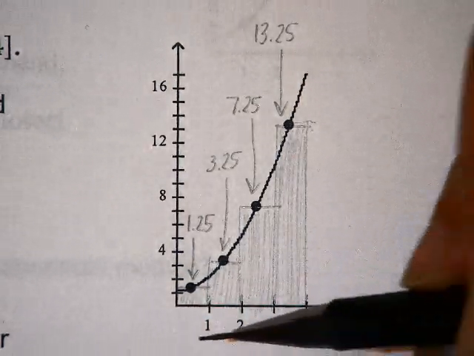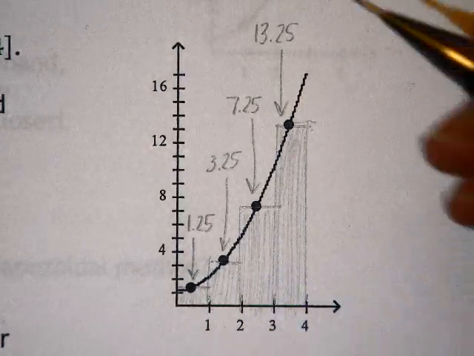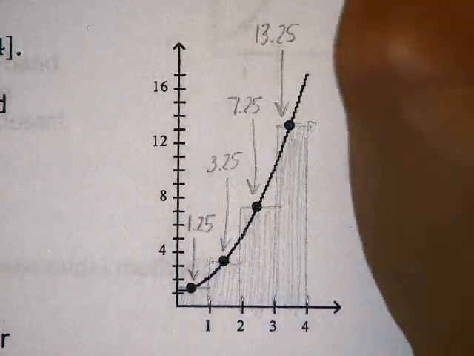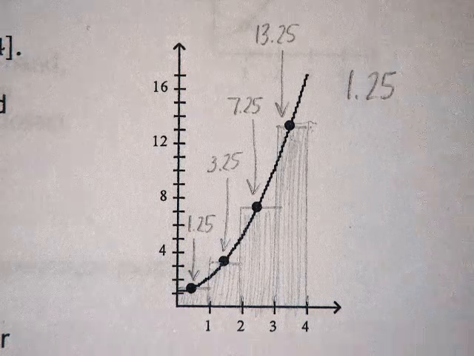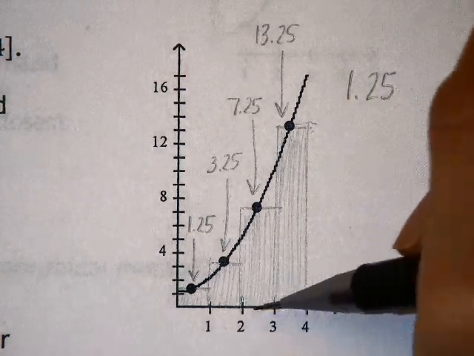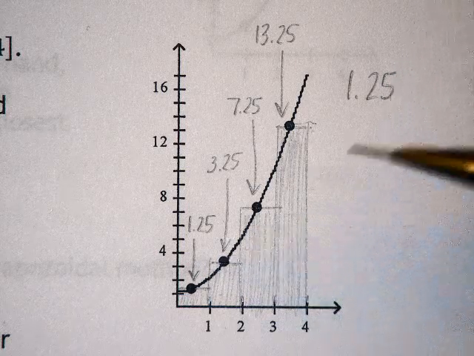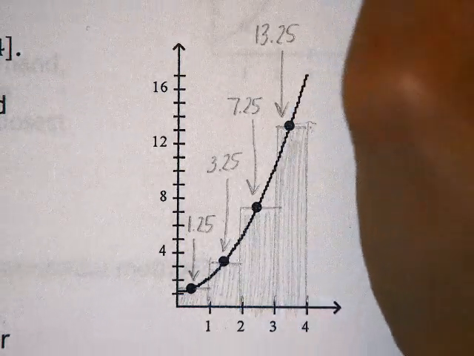So same as always, we'll just do base times height for the area of a rectangle. Base of this little tiny one is 1 times a height of 1.25 is 1.25. The base of the second rectangle is 1. Its height, determined by the y-coordinate, is 3.25. 1 times 3.25 is 3.25.